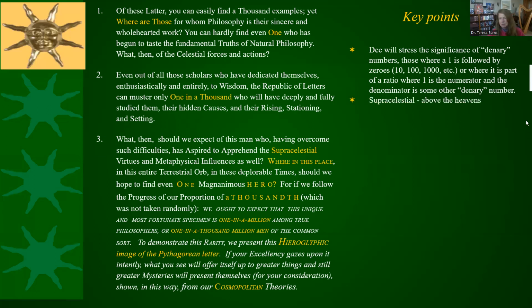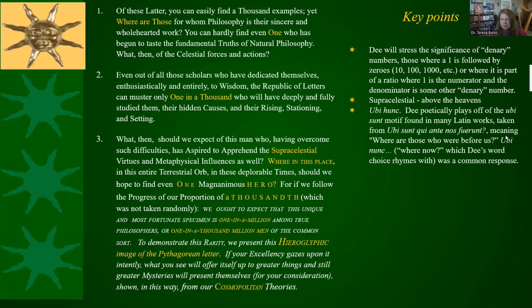Supra-celestial, as you may know, means above the heavens. So not just what you see, but what is beyond what you see. If you remember his context of the Timaeus, the Sefer Yetzirah, what is giving birth to those things? All right, where in this place? In Latin, he says ubi hunc. This is a beautiful poetic play that you can't really translate, so I'm just going to explain it.